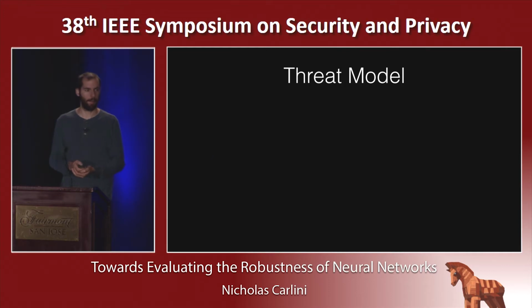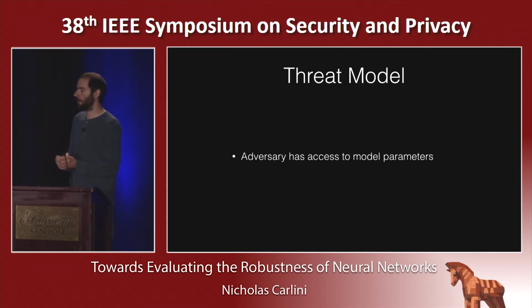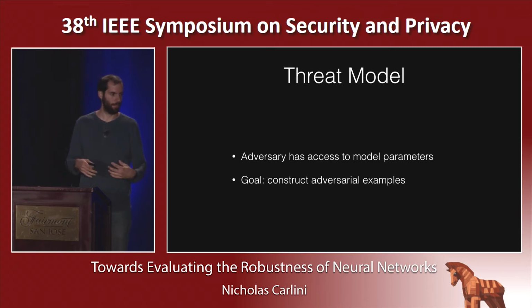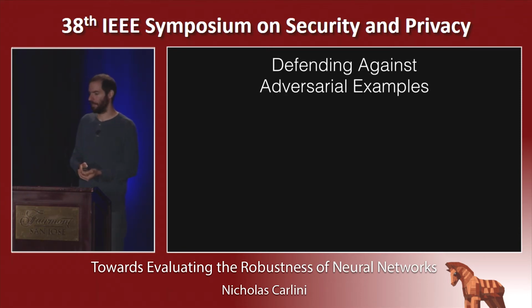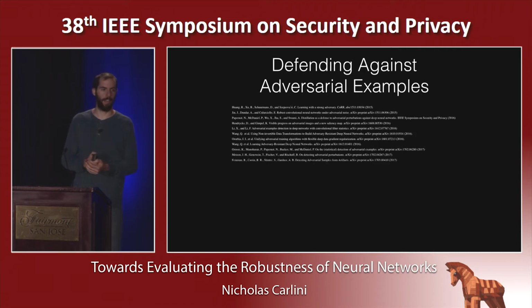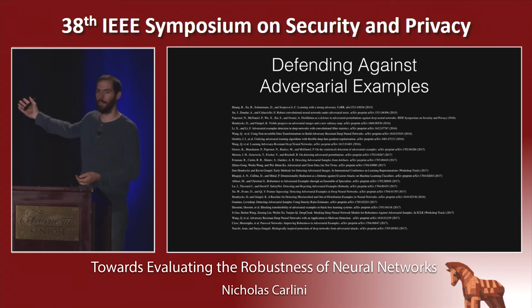So, brief threat model. I'm going to assume that the adversary has complete access to the model and all of the parameters. Some good work has been shown that actually you can relax this assumption, but for the purpose of this talk, let's just assume that the adversary has complete access to the model. And their goal is going to be to construct adversarial examples, to construct these fooling images on this network. The other thing to know about adversarial examples is there's been a huge amount of work attempting to prevent adversarial examples from networks. This is just the papers I'm aware of from the last year and a half that try and remove adversarial examples from neural networks. And there's a lot of it.